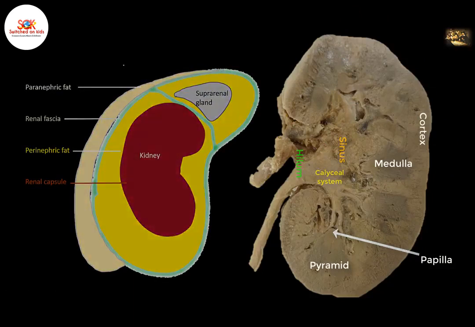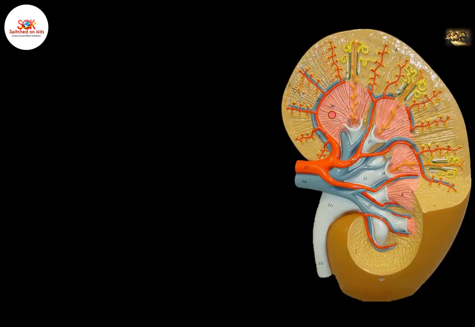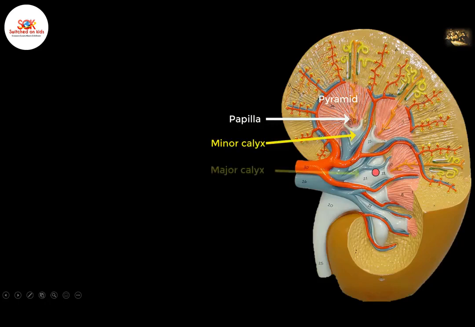So let's look again at the drainage system in this plastic model. You can see that it starts at small cup-shaped structures into which the renal papilla, which is the tip of the renal pyramid, projects. These cup-shaped structures are called minor calyces, small calyces, small cups. Two or three of them form large cups, which is the major calyx. So two or three minor calyces form a major calyx.